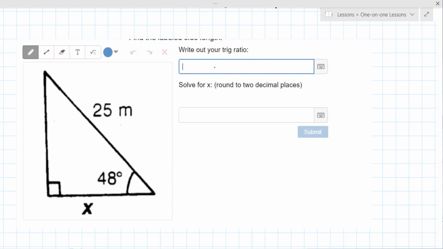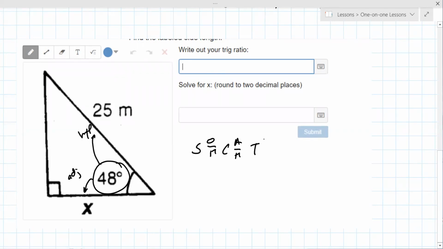Okay, well, so here the given angle is right here, and x here is adjacent, and then this is the hypotenuse. And again, that's SOH CAH TOA. You probably have that already written down. But here you're going to use cosine. Cosine of 48 equals the adjacent side, which is x over 25.